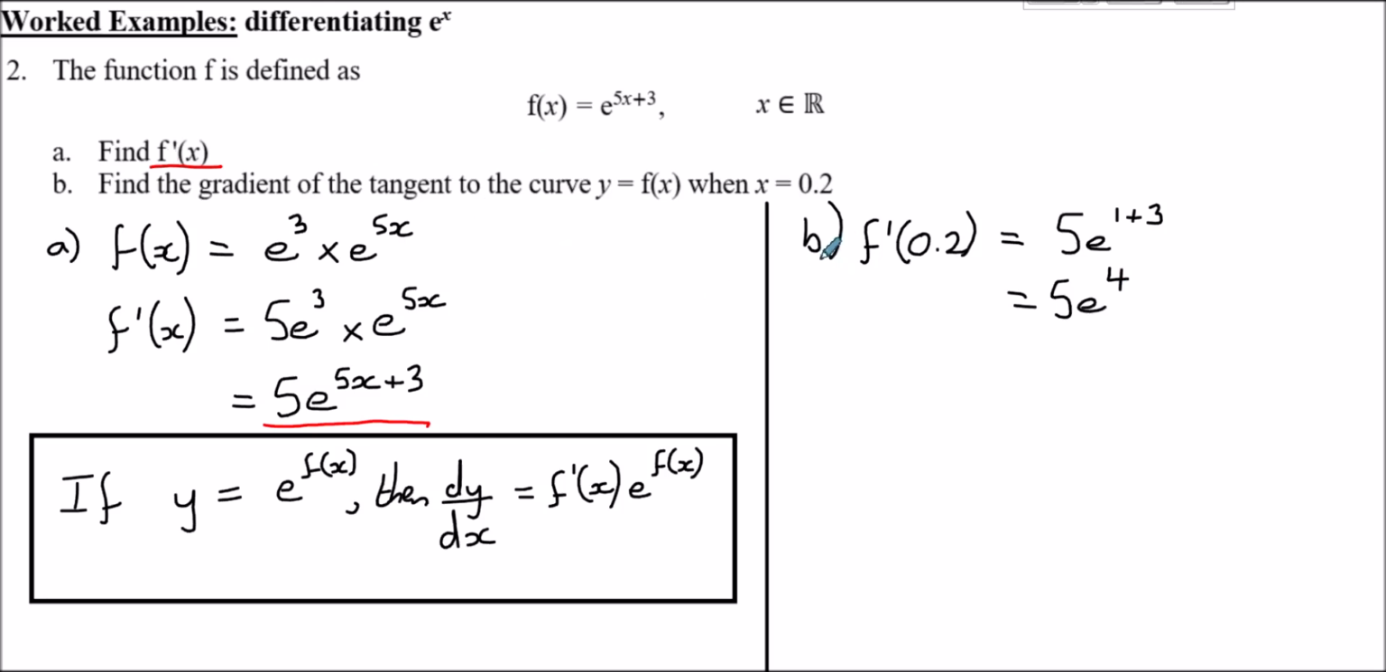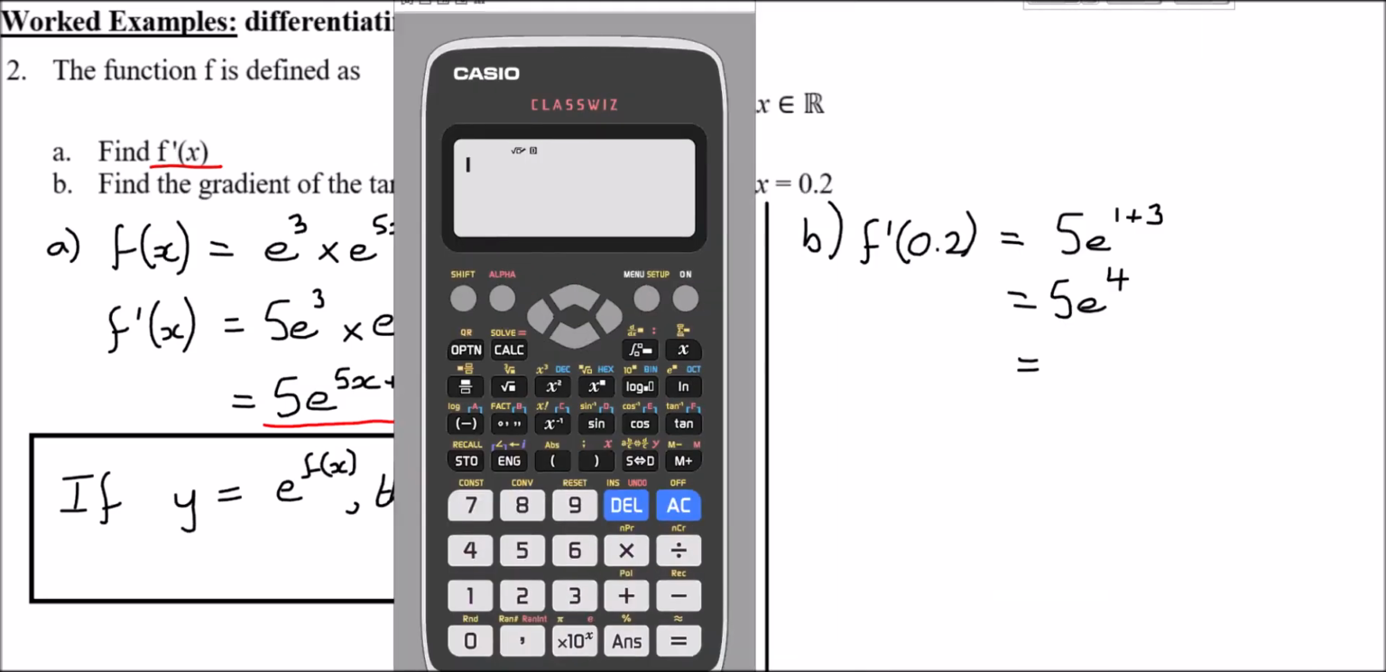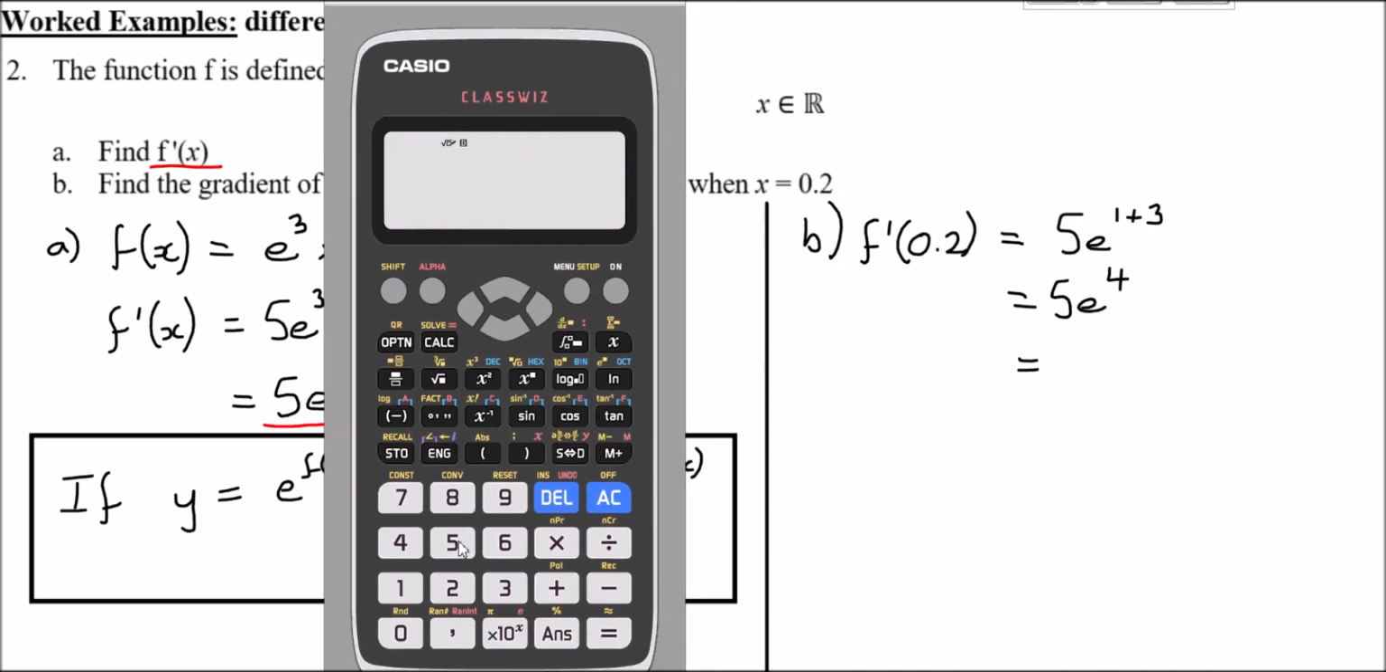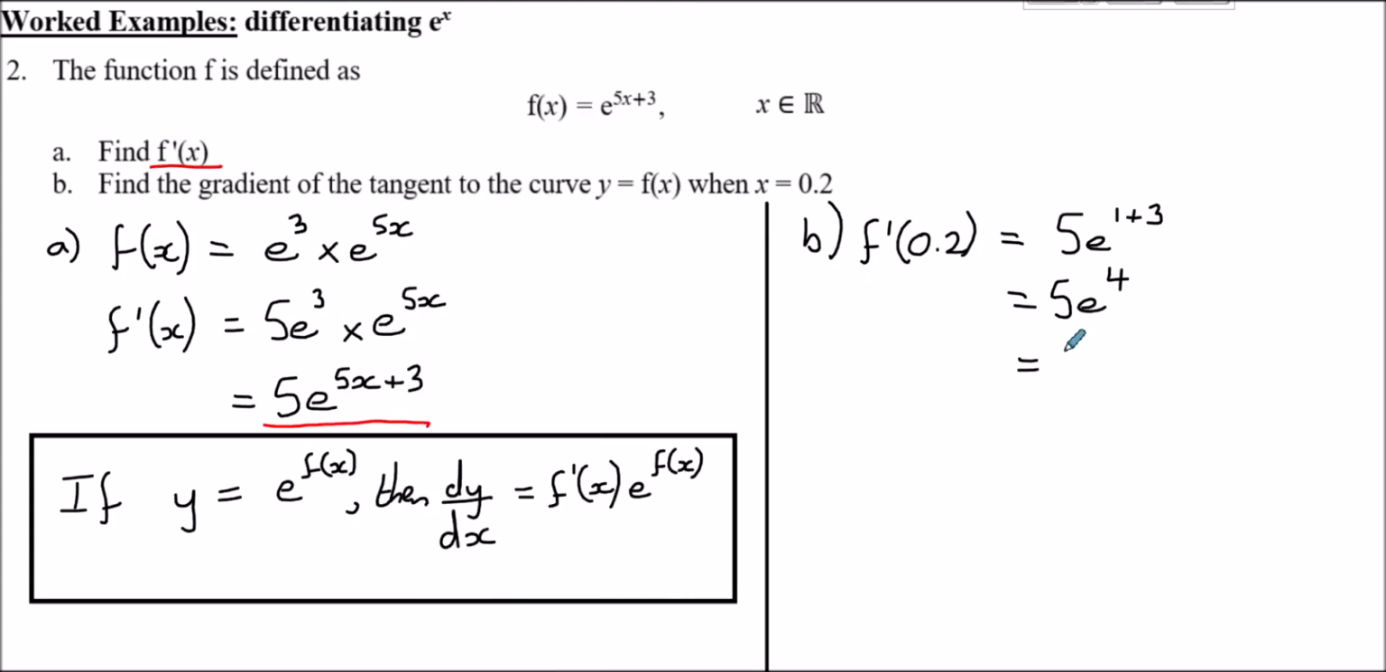And if you wanted or needed to give this to a certain number of significant figures or a numerical answer, we could key this value into our calculator. So we do this by doing 5, then alpha, the standard form button, then to the power 4. And to 3 sig figs, this would be 273. Pretty steep, basically.